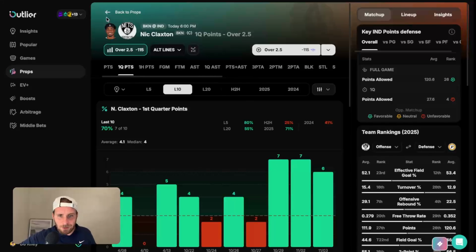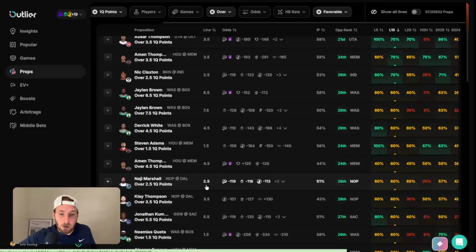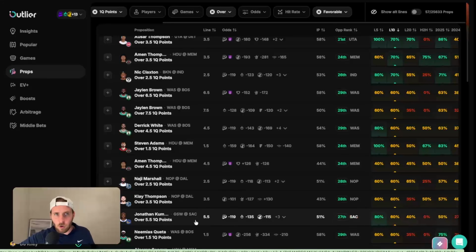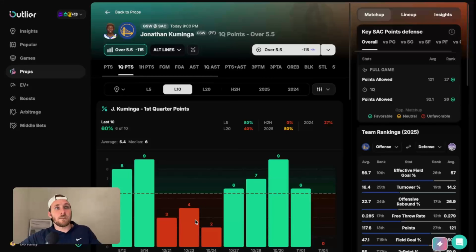So let's go back and see if we can find another one that actually meets the criteria that we're looking for. So let's look at this Jonathan Kuminga play. Going into this Jonathan Kuminga play, obviously it's a favorable matchup because of the filter that we set, but once we see here on the right-hand side, we see that this is also another favorable matchup. This defense allows a ton of points, also in the first quarter, allows a ton of points.